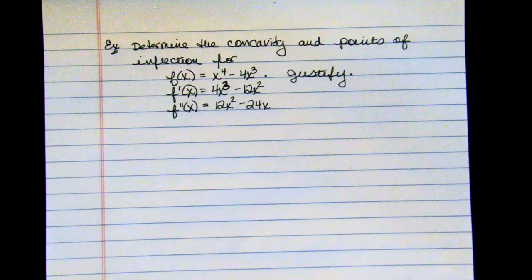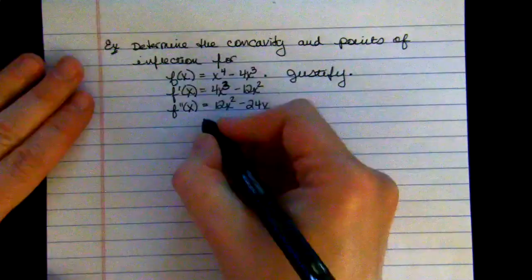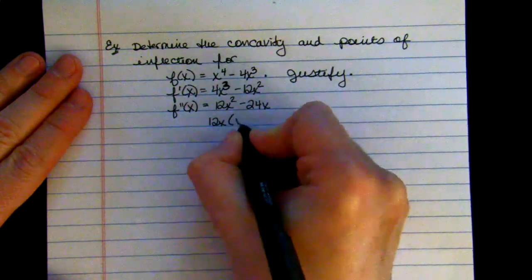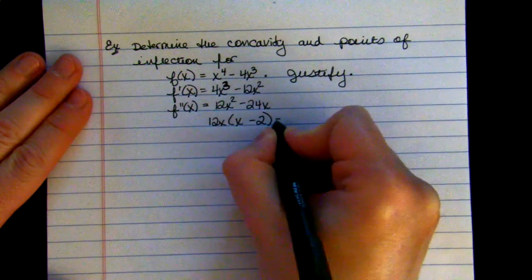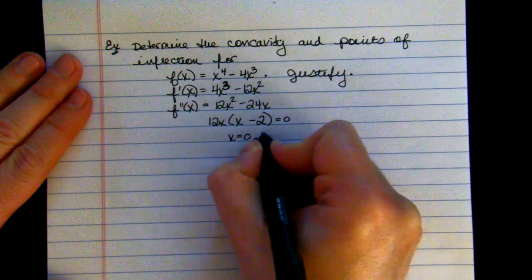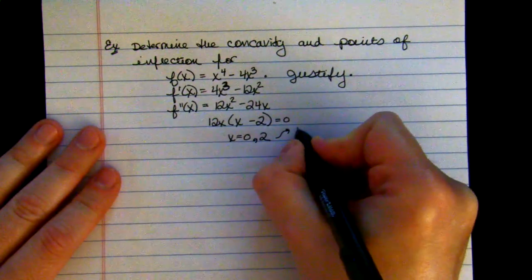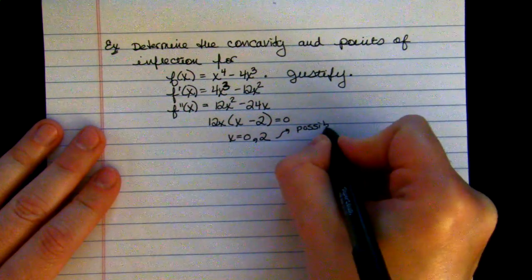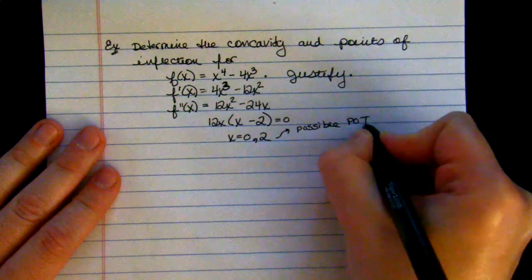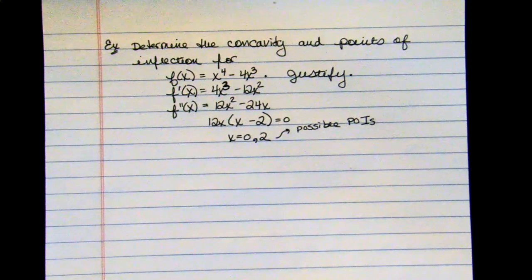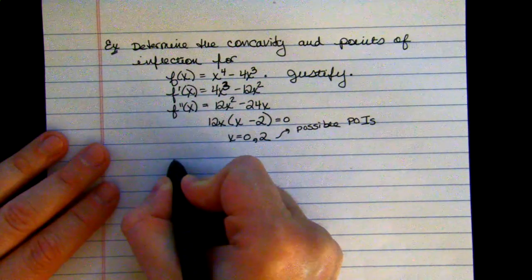And I have my second derivative. I then need to set this second derivative equal to 0 or figure out where it's undefined. I'm going to say 12x times x minus 2 equals 0. x equals 0 and x equals 2. Technically, these are not critical values. Critical values occur where the first derivative equals 0 or is undefined. This is the second derivative. I'm going to call these things possible points of inflection, abbreviated POIs. I could have points of inflection at x equals 0 and x equals 2. My concavity could change over there.